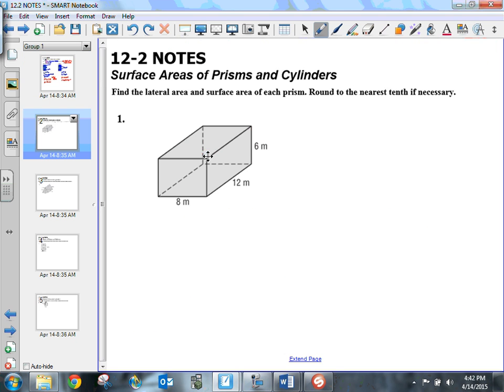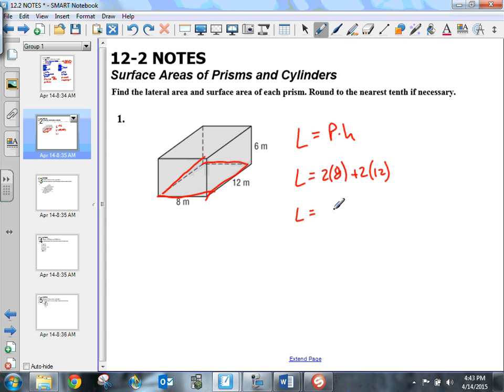Okay, so let's go ahead and move on to 12.2 notes. I want to find the lateral area first of number 1. Now I'm going to outline my base here. It's important that we understand what our base is. So my lateral area is equal to the perimeter of the base times the height. The perimeter of a rectangle is 2 times the width plus 2 times the length.